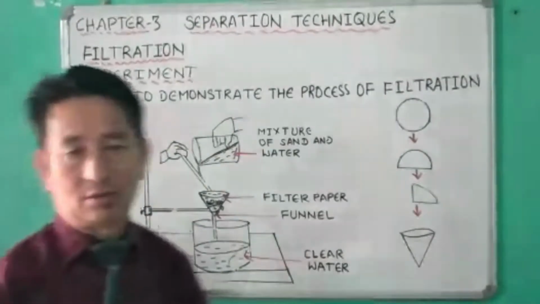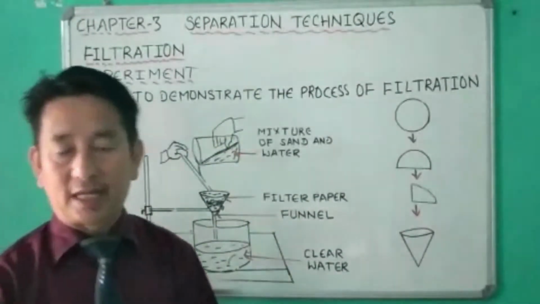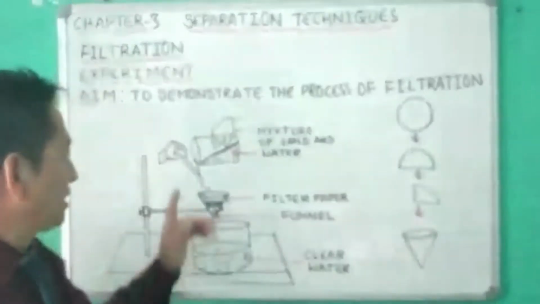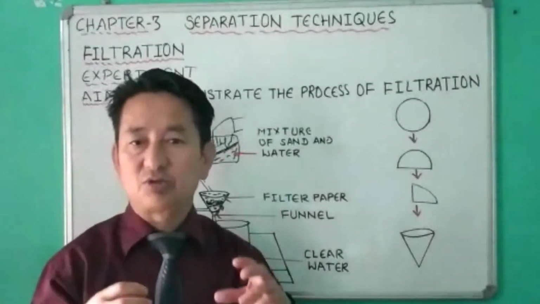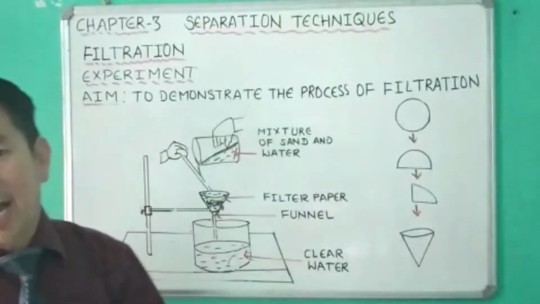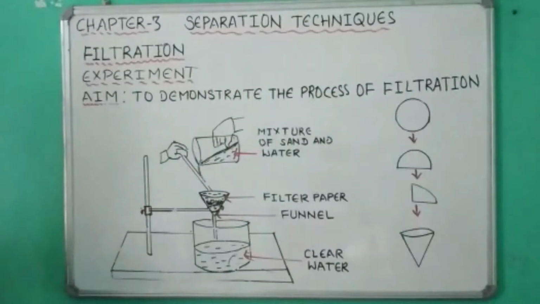First we'll take the sand in a beaker. Then we'll add water into the beaker containing sand. With the help of a glass rod, we'll stir it in order to get a mixture of sand and water. Then after that, we'll set up the equipment as shown in the diagram.